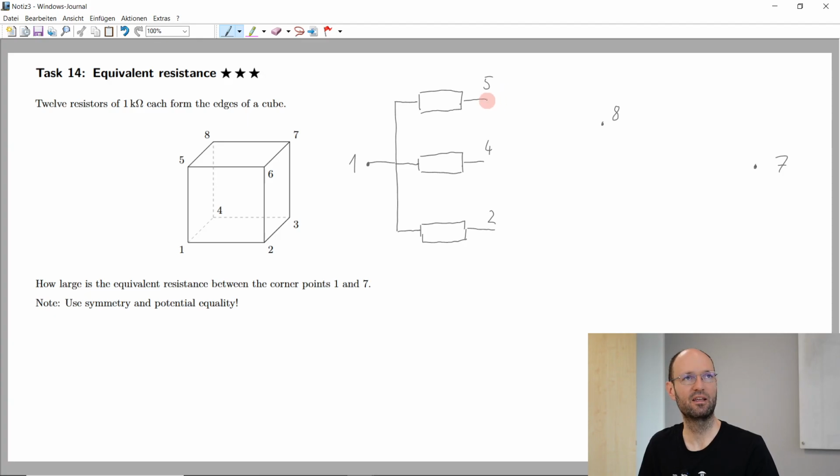So from the 5, I will draw this a little bit slanted. From 5 we can go to 8. And from 4 we can also go to 8.